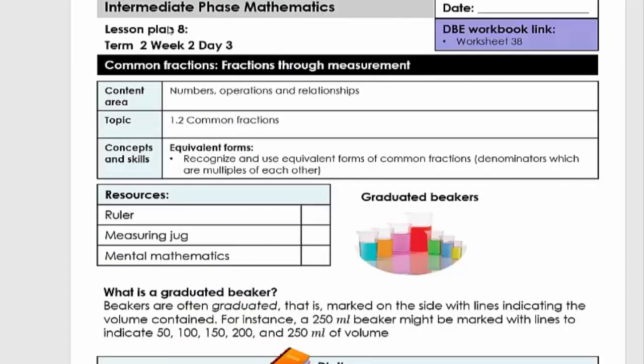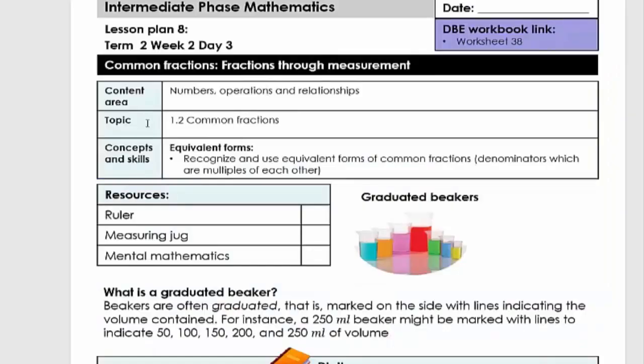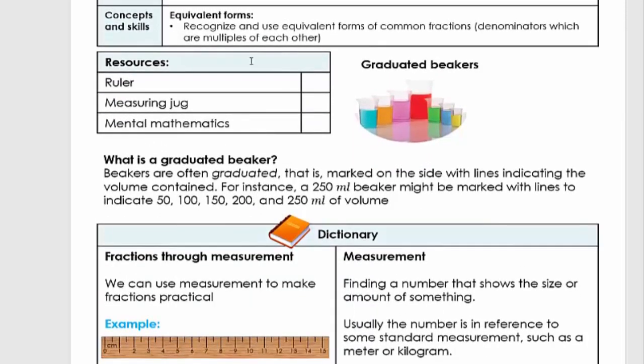Today we're going to do lesson plan 8, grade 4, term 2. Our topic is fractions through measurement. It links to DBE worksheet number 38. I'm just quickly going to show you, and then we go back. This is the link to the CAPS. And then I'm going to show you quickly the resources needed.